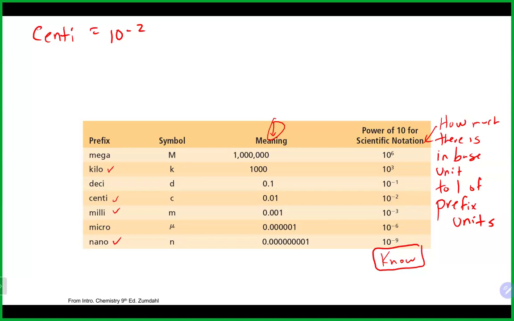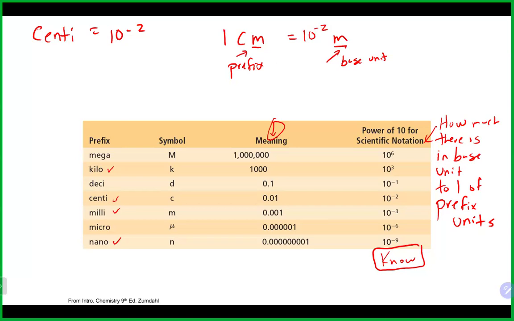Let's say we were looking at centimeters and meters. They both have meters in them, right? 1 centimeter, 1 meter. Meter is the base unit. Centimeter is the prefix unit. So when we see that centi is 10 to the minus 2, that's how much there is in the base unit: there would be 10 to the minus 2 meters in one of the prefix unit, which is the centimeter.